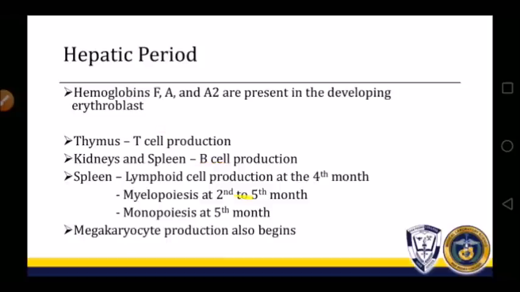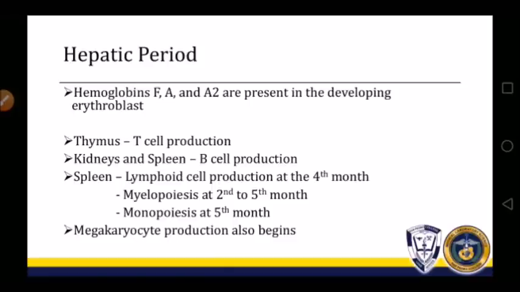And at the 2nd to 5th month of gestation, the spleen can undergo myelopoiesis or si spleen kay makaproduce na siya og mga granulocytes sila basophil, eosinophil, neutrophil, etc. And at the 5th month, the spleen is capable of monopoiesis, kaya na ni spleen makaproduce og monocyte.